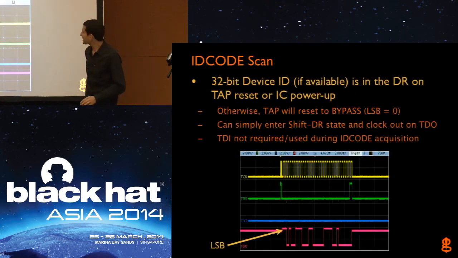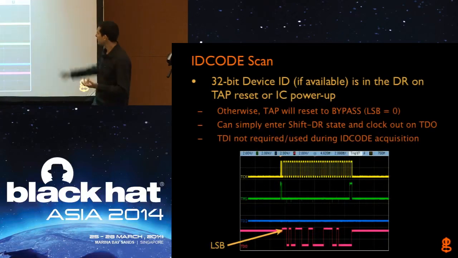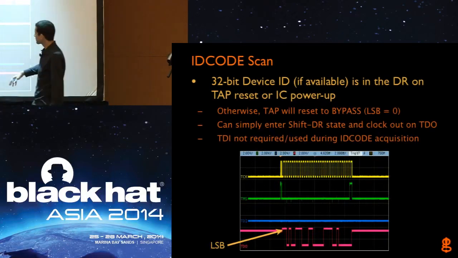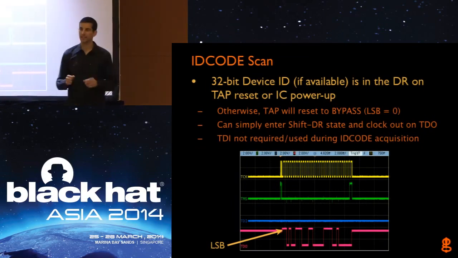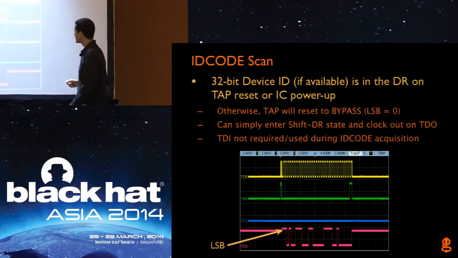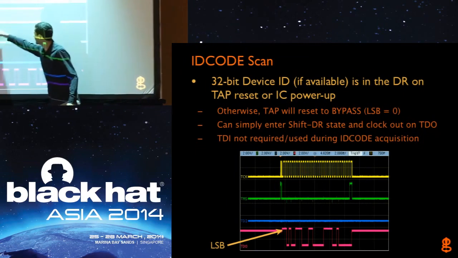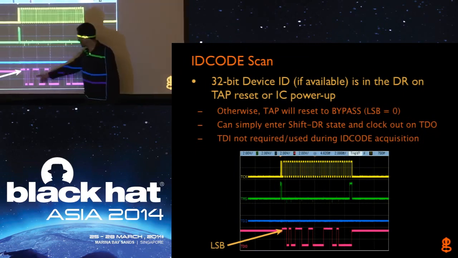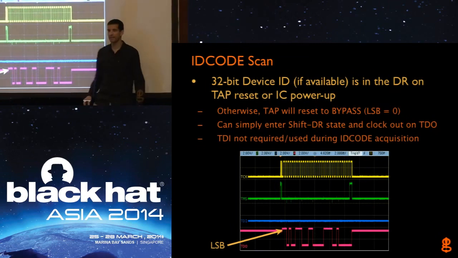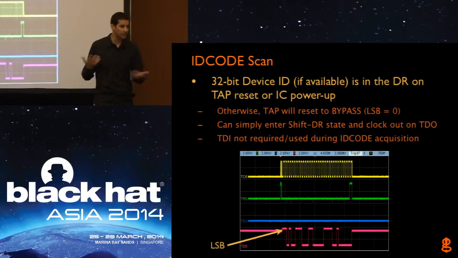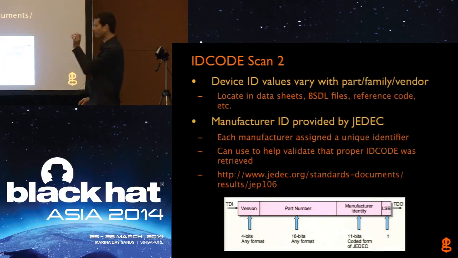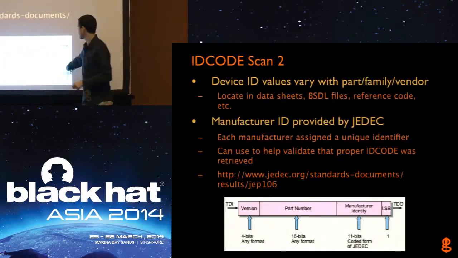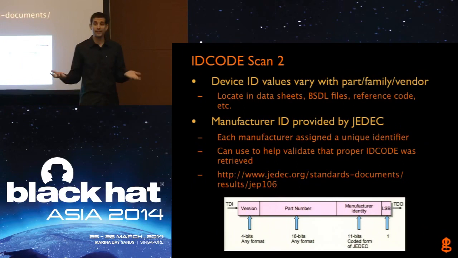So here's the ID code scan. This is one of the two methods of detecting the interface. With ID code, once you reset the tap, if there is a device ID available, it's going to be in the data register. So all we do is reset the tap and then clock out data and see if anything comes out. If it does, and it matches the device ID format, which has the least significant bit as 1, then that's potentially a valid device ID.